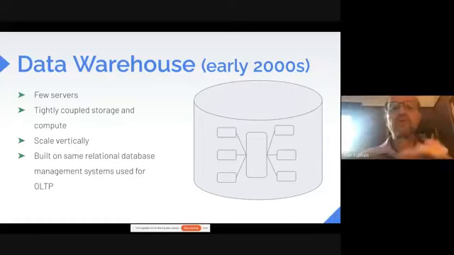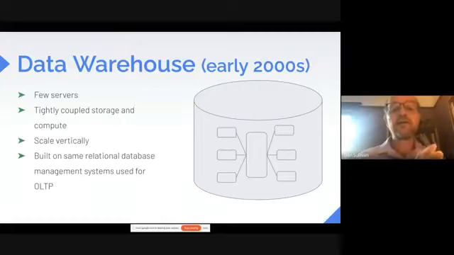So the early data warehouses were typically designed for relational databases, and we had usually one server, maybe a small cluster like an Oracle cluster. But the key thing was that the storage and the compute resources were tightly coupled. So if you wanted to scale up storage, you were also scaling up your compute resources and vice versa. Typically, when the data warehouse got too big or performance got too slow, we would have to scale vertically, which means we just need a bigger server, more memory, more disk space.